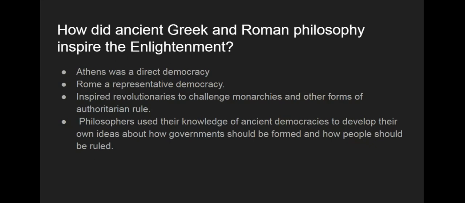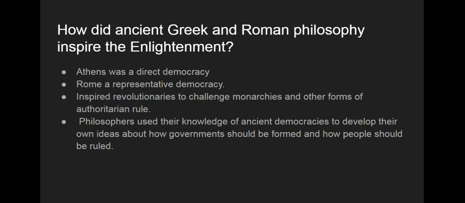So, how did ancient Greek and Roman philosophy inspire the Enlightenment? From your timeline activity, you should remember that Athens was a direct democracy, which means that the people get to vote directly on issues and laws. Rome, ancient Rome, was a representative democracy, so the people vote for others to represent them in the government, and then it's those representatives that make the final decisions and do most of the voting and lawmaking.